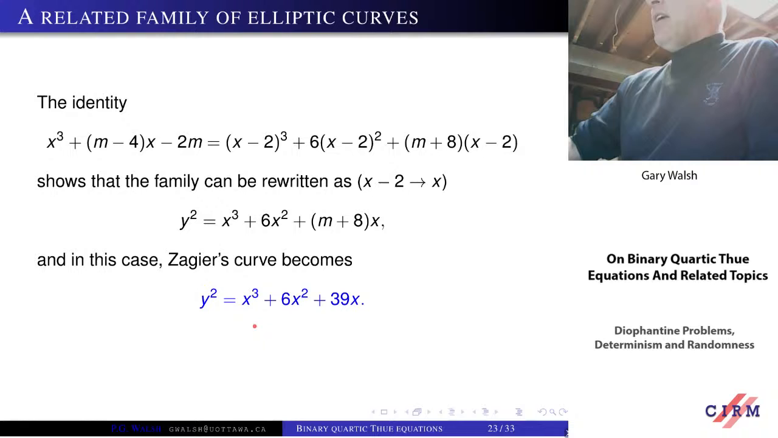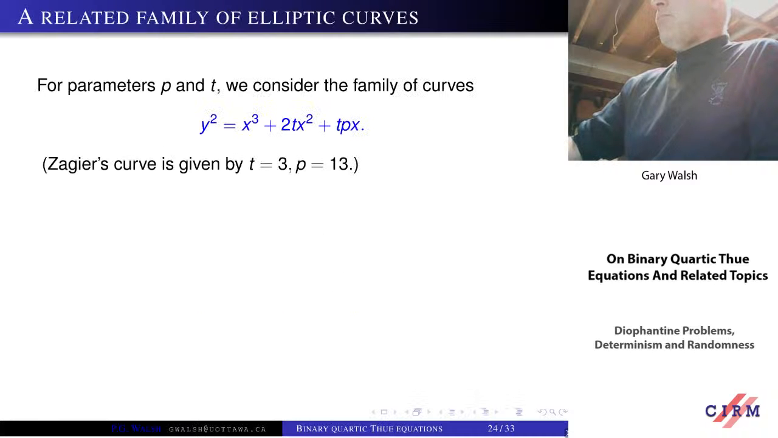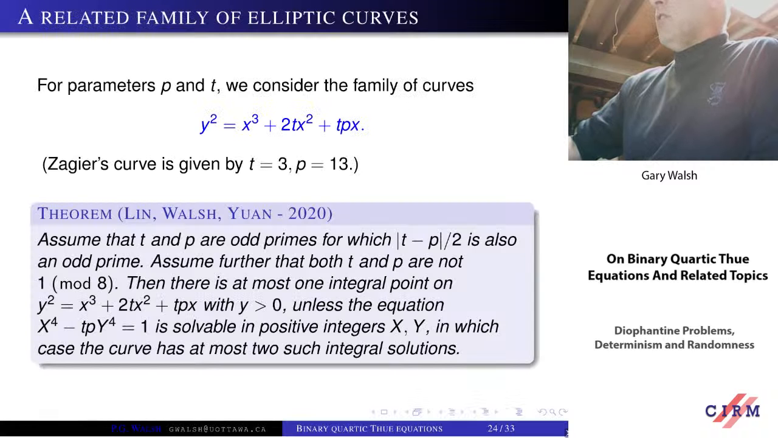And Zagier's curve is the particular case, y squared equals x cubed plus 6x squared plus 39x. Now 39 becomes kind of a special number. So it's a special curve in this family. Zagier's curve is when t is equal to 3 and p is equal to 13. So this is the family of curves that I want to look at, but I need to place restrictions on t and p in order to get the result that can be proved.